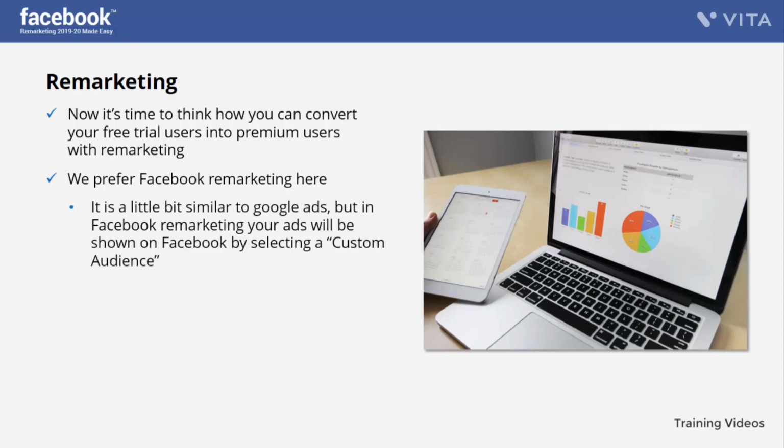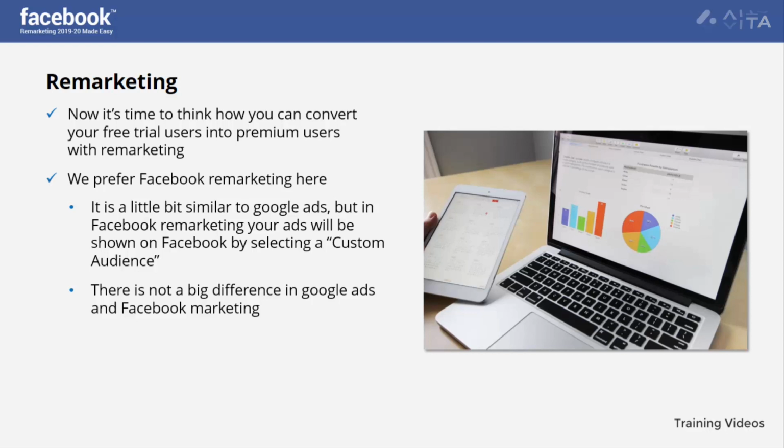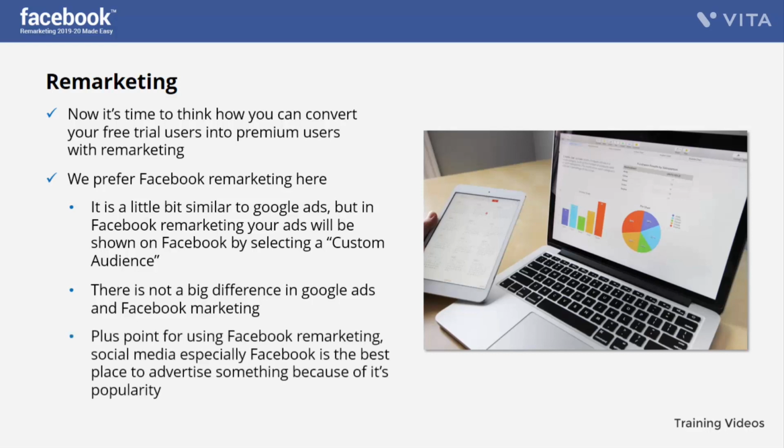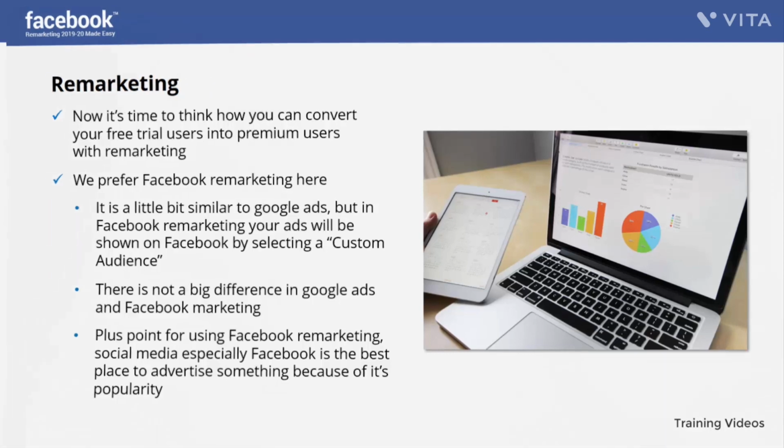It is a little bit similar to Google Ads, but in Facebook remarketing, your ads will be shown on Facebook by selecting a custom audience. There is not a big difference in Google Ads and Facebook marketing. In Google Ads, your ad will be shown on a website. On the other hand, in Facebook remarketing, people will see your ads on their Facebook news feeds. Plus point for using Facebook remarketing, social media, especially Facebook, is the best place to advertise something because of its popularity. So, you can target as many people as you can.